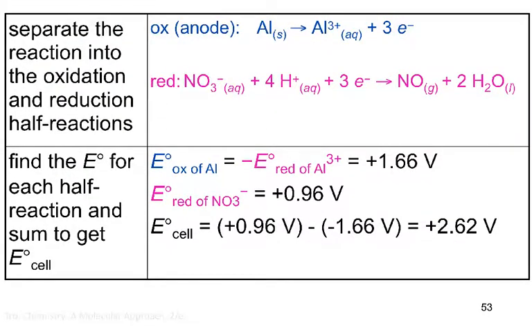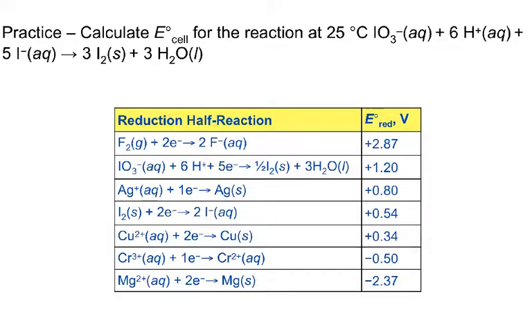The other way to do it is to take the cathode minus the anode. It's up to you. I always just flip it. All right, another practice one. I would recommend pausing and checking this on your own first. Calculate the cell potential for the reaction at 25 degrees Celsius.